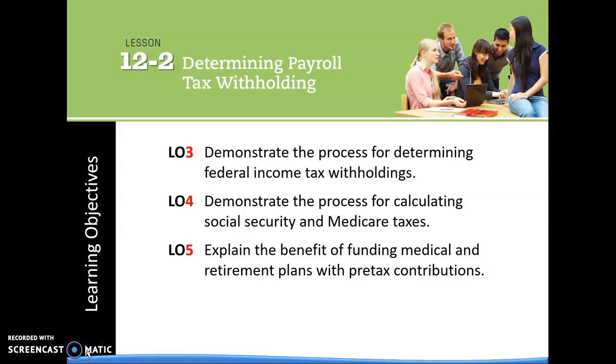Okay, today we're going to move on to 12.2, which is determining payroll tax withholding. The first learning objective that you have today is to be able to demonstrate the process for determining federal income tax withholdings. The second one that you'll have today is to be able to demonstrate the process for calculating Social Security and Medicare taxes. So those are the three different types that we're going to be calculating today. And then the third one is to be able to explain the benefit of funding medical and retirement plans with pre-tax contributions.